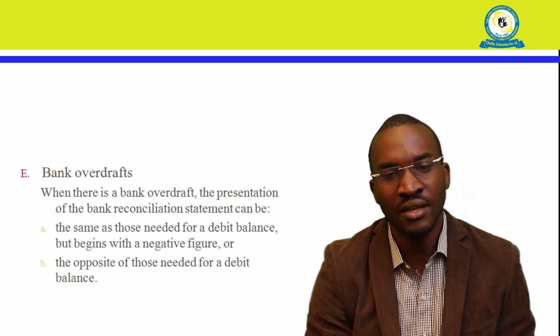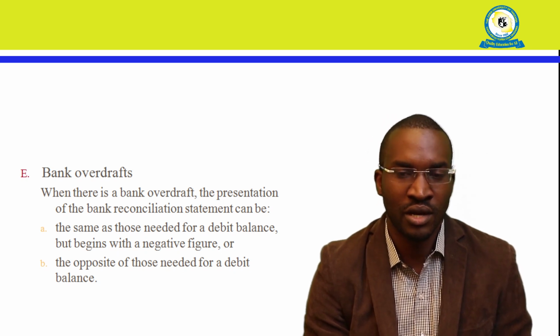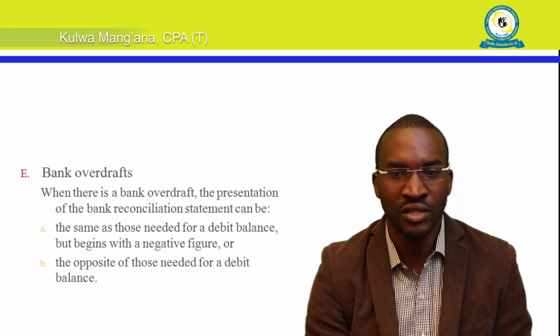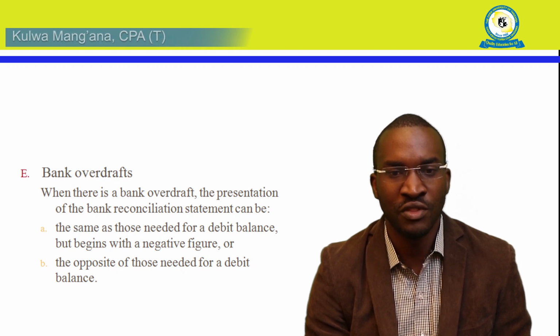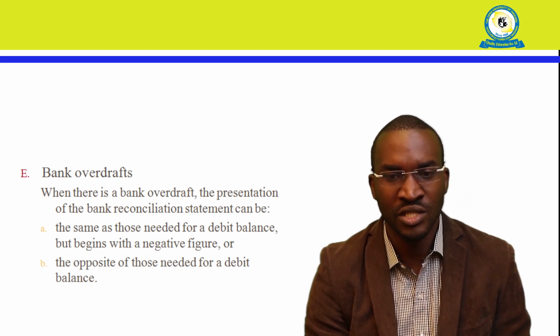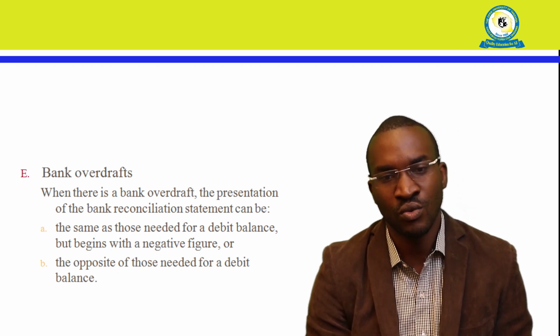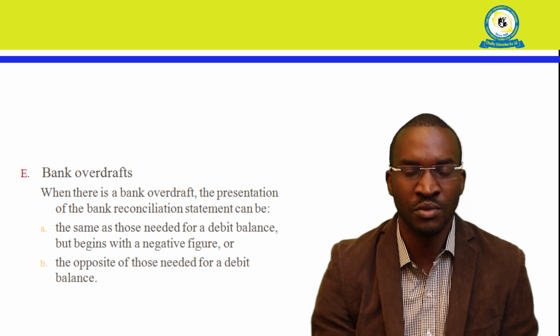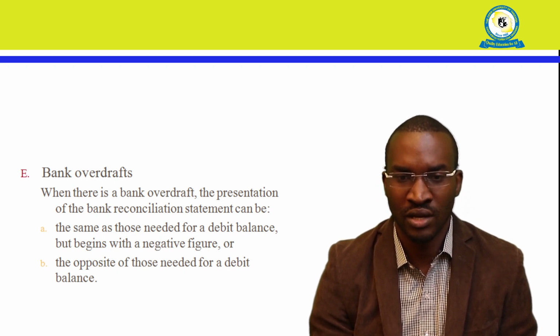The other element is the bank overdraft. Now, what do we mean by bank overdraft? You probably have come across this word. When there is a bank overdraft, the presentation of the bank reconciliation statement can be the same as that needed for a debit balance, but begins with a negative figure. So a bank overdraft will be represented by a negative figure, or the opposite of that needed for a debit balance. That means you're supposed to write sort of a credit balance.